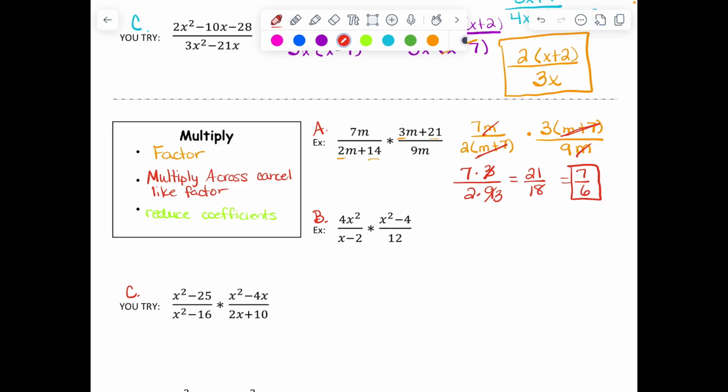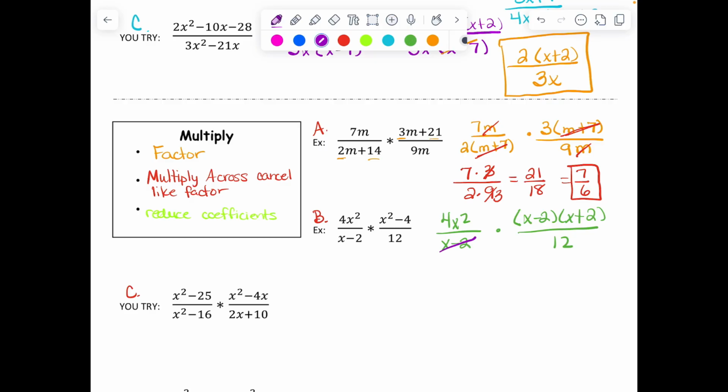Again, for the second one, you're going to factor fully first, and then cross reduce, and then reduce your coefficients. So 4x squared can't be taken any smaller, and x minus 2 can't be taken any smaller. And we're multiplying, and here we have a difference of perfect squares, so that's x minus 2 and x plus 2 all over 12. Now we can start reducing.